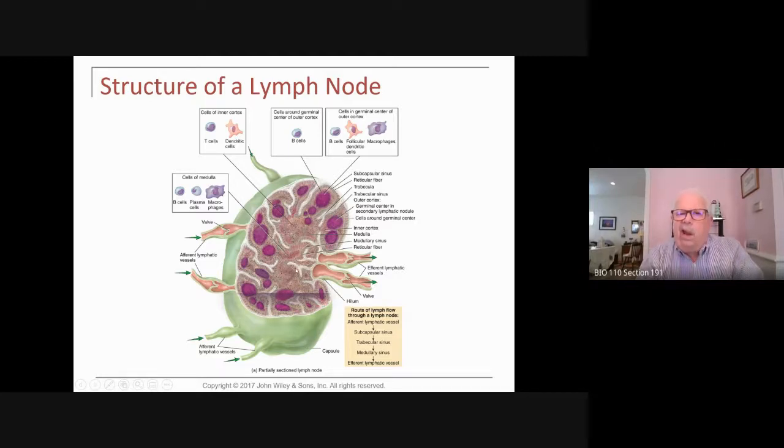And these are where T cells and B cells congregate. Once they leave the primary lymphatic organs, the bone marrow and the thymus, they congregate in lymph nodes. So if you step on a nail, the lymph nodes of your inguinal region will send lymphocytes to kill the bacteria that is in that nail. So it's localized.